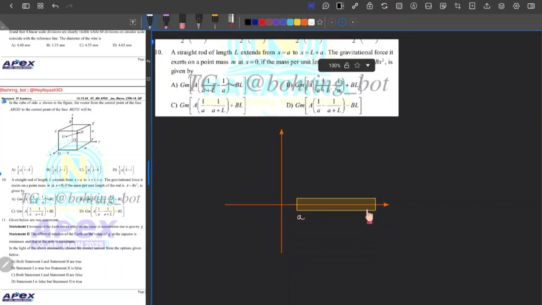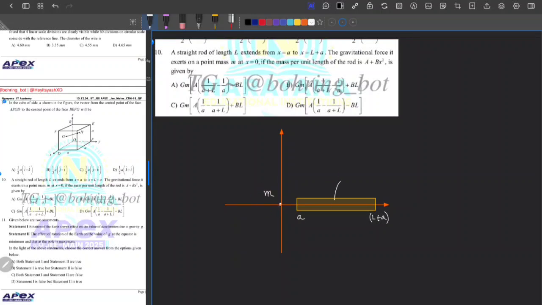Something like this, and there is a rod. So there is a rod like this which is extended from where to where? From a to L plus a. So this end is a, and this end is L plus a.